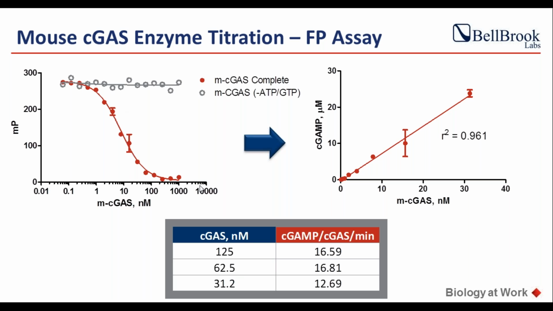This is a titration of mouse cGAS. When we say complete reaction, we mean ATP, GTP, and the double-stranded DNA. We use the same conditions as for the human cGAS and see almost nothing, no cross reactivity in the absence of substrate. It's pretty clean. Again, it's nonlinear, so you run a standard curve and convert it. What is different, as published in the literature, is that the rate of the reaction with mouse cGAS is way higher than what we would expect for human cGAS, and that's what we see here.